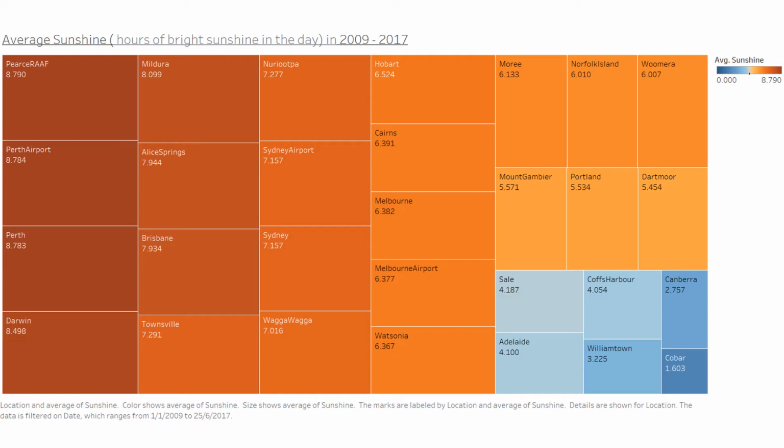Other than color, we can also observe the sunshine duration by the size of the box. We can observe in the visualization that the highest average sunshine time is at Perth with an average sunshine time of 8.79 hours per day, followed by Perth Airport and Perth, indicated in shades of orange and decreasing size of box. Locations like Williamstown, Canberra and Cobar are shaded in blue as they have lower average sunshine time per day.